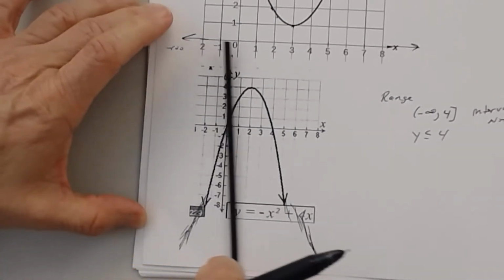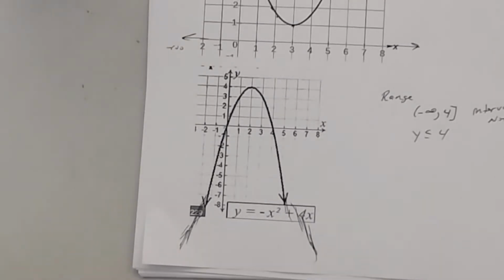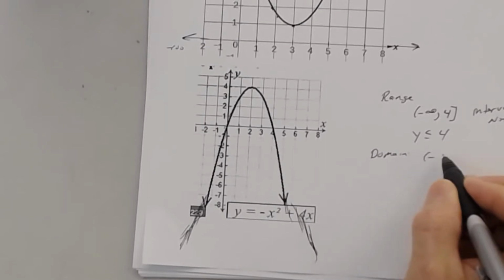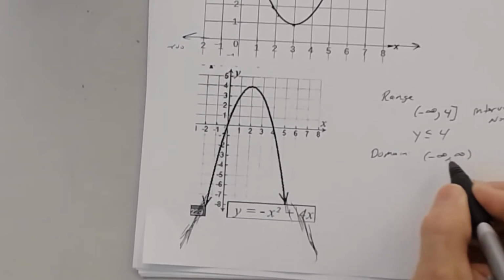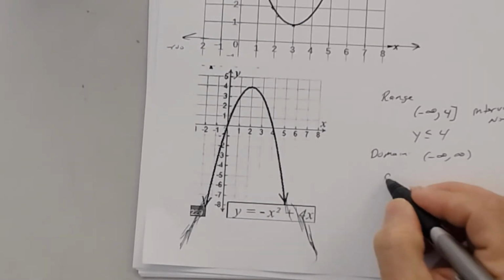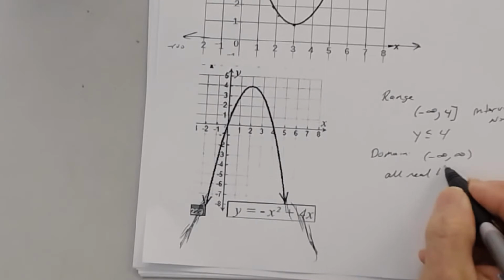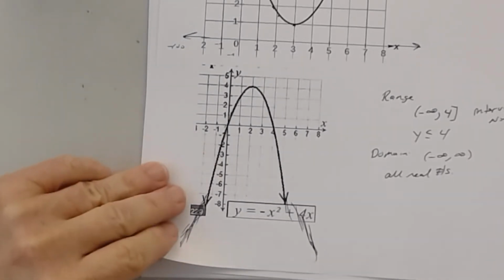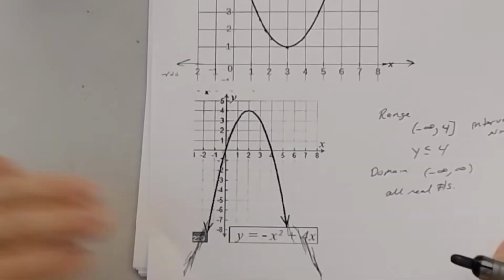Negative infinity to positive infinity. Negative infinity to positive infinity. That's what kind of notation right here? Interval. On MyMathLab, you're going to say what? All real numbers. All real numbers. Okay. All right, let's look at the next one.